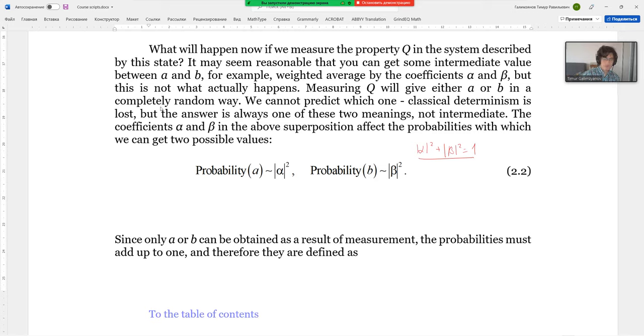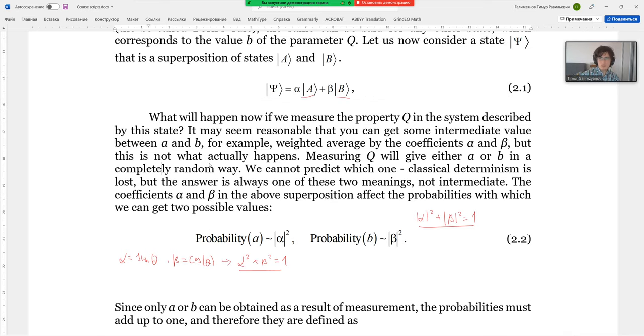Geometrical concepts. So if we take alpha equal to sine of theta and beta equal to cosine of the same angle theta, then we see that alpha squared plus beta squared should equal one, because we know that sine squared plus cosine squared equals one. So this superposition can be written in the following way: sine theta times A plus cosine theta times B.